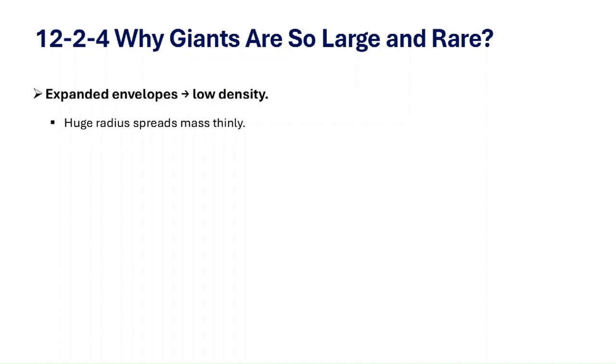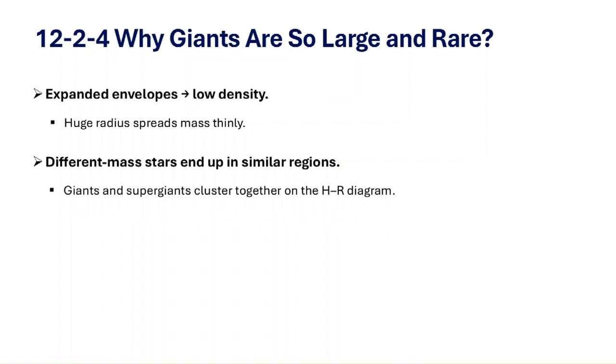Next, let's see what this expansion means for their placement on the chart diagram. Interestingly, stars of different initial masses all end up in roughly the same part of the chart diagram once they evolve into giants. And this is why giants and supergiants cluster together rather than forming a neat mass-dependent sequence. And it also explains why there isn't a simple mass-luminosity relation in this space. The star's brightness is more dominated by the expanded envelopes and energy output from shell fusion than their original mass.